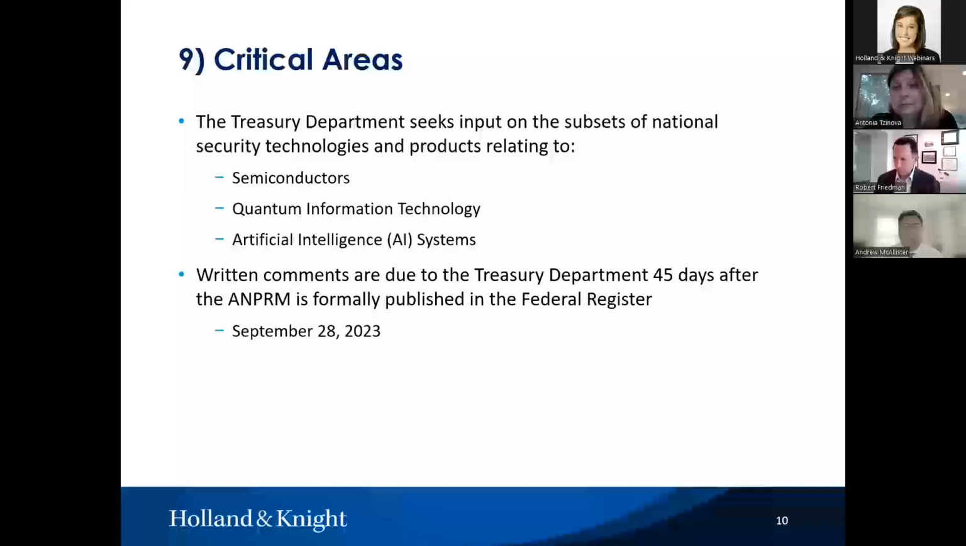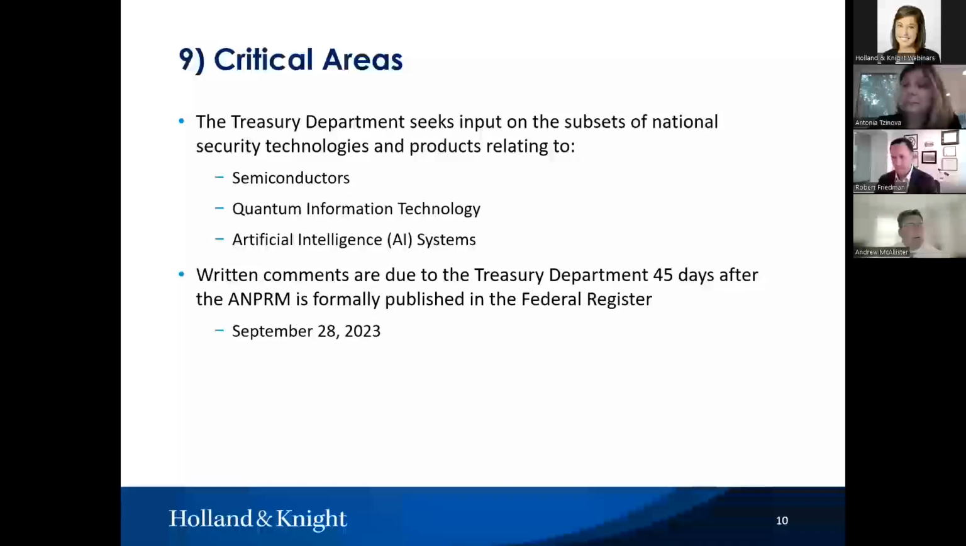be the final rule. For instance, in the Outbound Investment Act that the Senate's been considering, there are different standards on when notification would be required. So I think that's one mention.